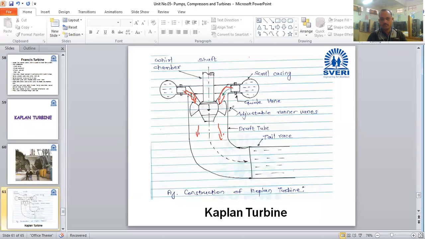Okay. When the water enters and strikes the vanes, it slides over the blades, and due to that a reaction force, a lift force, acts on the vane, and due to that this hub starts rotating.